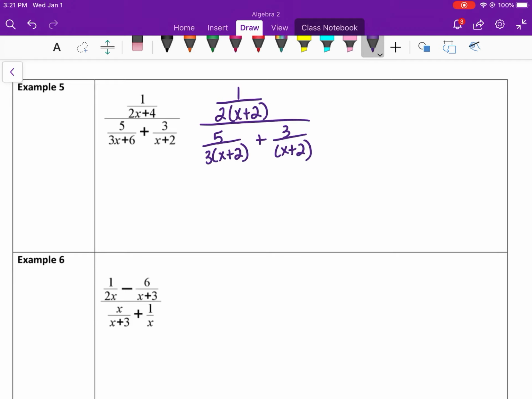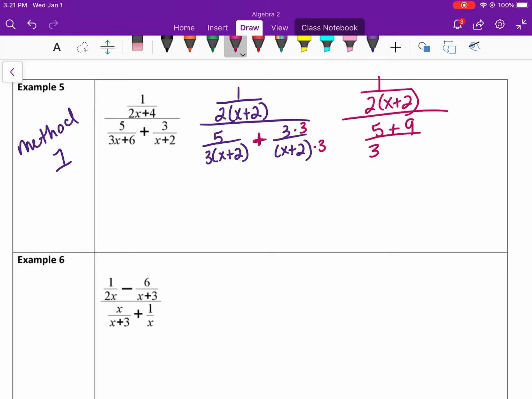I'm actually going to do this one with method 1 so you can kind of see how that works. Method 1 was simplify the fractions on top and bottom and then divide. So I'd want to do the addition on the bottom. To do that, I do have to have a common denominator, so this one will have to have a 3. So then I have 1 over 2(x plus 2) on top, over 5 plus 9 over 3(x plus 2). I got the 9 from the 3 times 3 and a common denominator of 3(x plus 2).